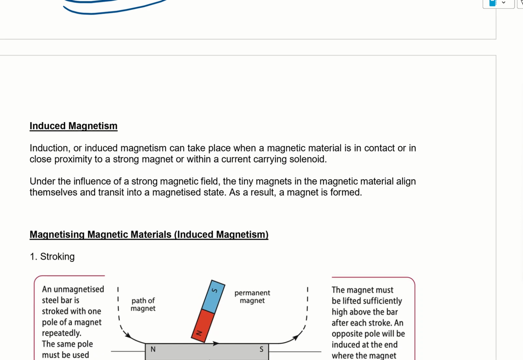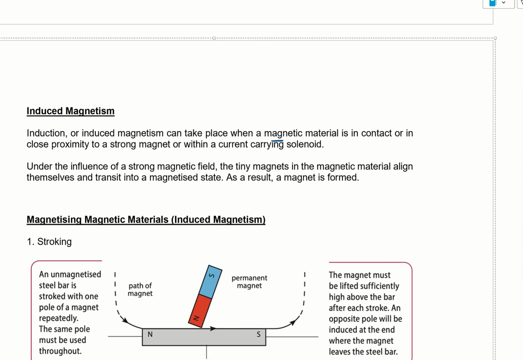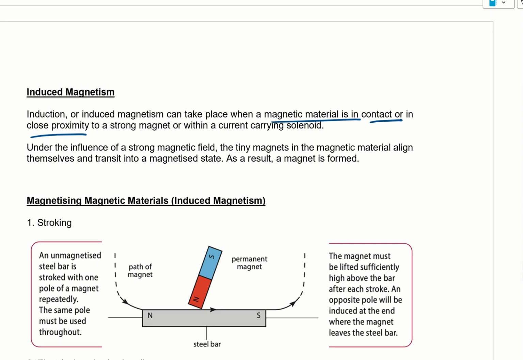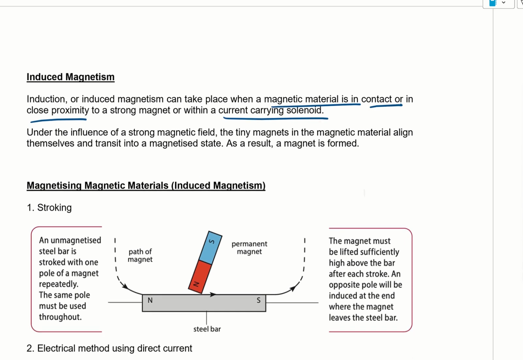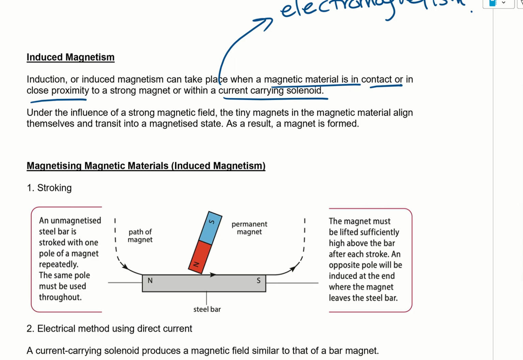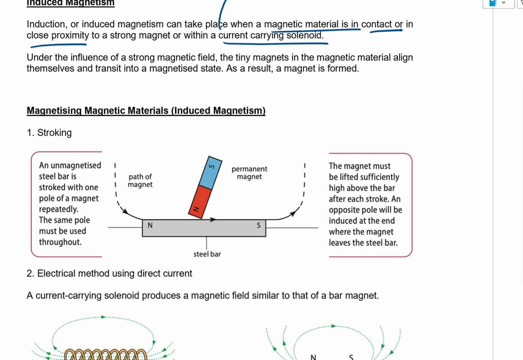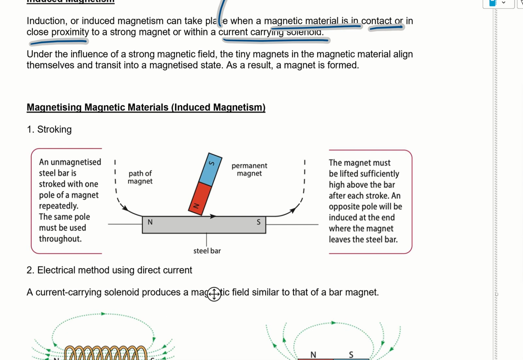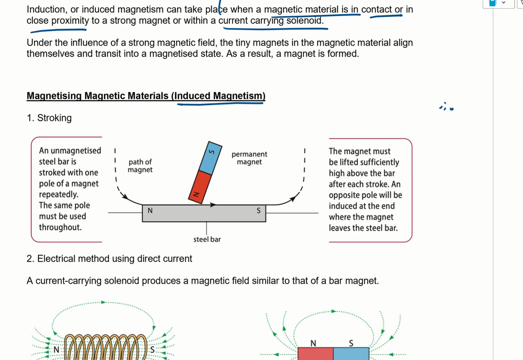Okay, so induced magnetism can take place when a magnetic material is in contact or in close proximity, okay, or within a current carrying solenoid. So this current carrying solenoid will actually bring us to the next chapter called electromagnetism. So now I'll just do a very quick introduction. Okay, so we can actually magnetize magnetic material, which means to turn them into magnets itself. Okay, so this is what we call induced magnetism.